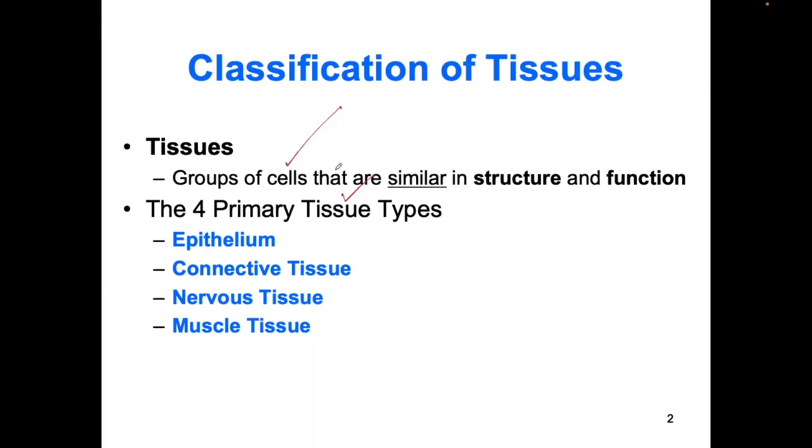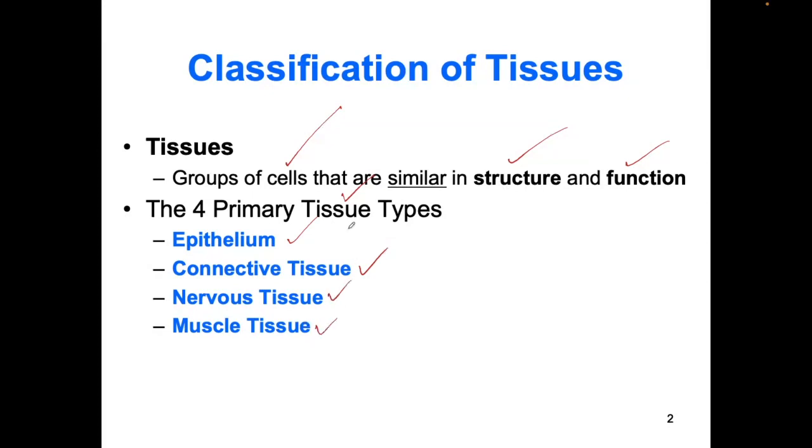So when we have a group of cells that have similar structure and function, and cells come together with different types of unions or junctions, like different cell junctions, like desmosomes or hemidesmosomes or tight junctions or gap junctions. So when they come together, they make epithelial, connective tissue, nerve tissue, and muscle tissue.